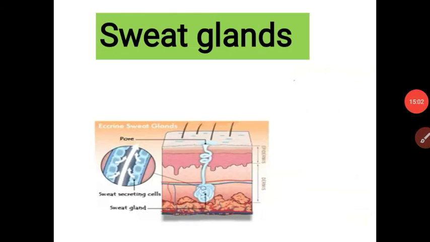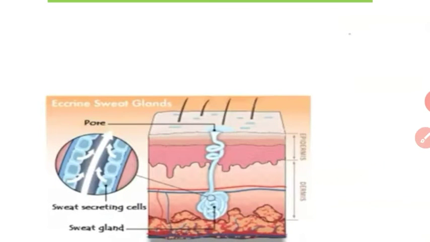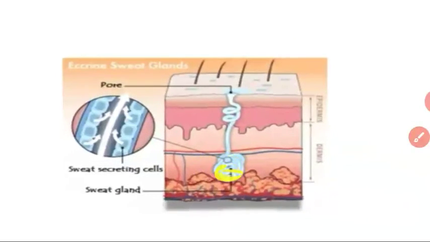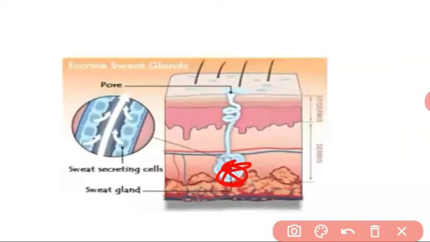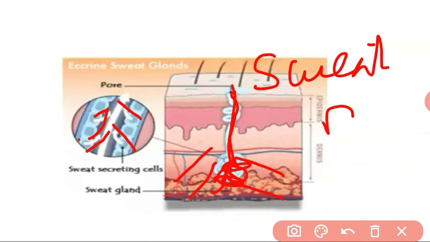Next skin derivative is the sweat gland. It is a very important gland. See the structure of the sweat gland. Each sweat gland is a simple coiled structure, with an opening on the surface of the skin. This is called the sweat pore. This gland absorbs fluid from the nearer cells and secretes it on the surface of the skin as sweat. Got it?